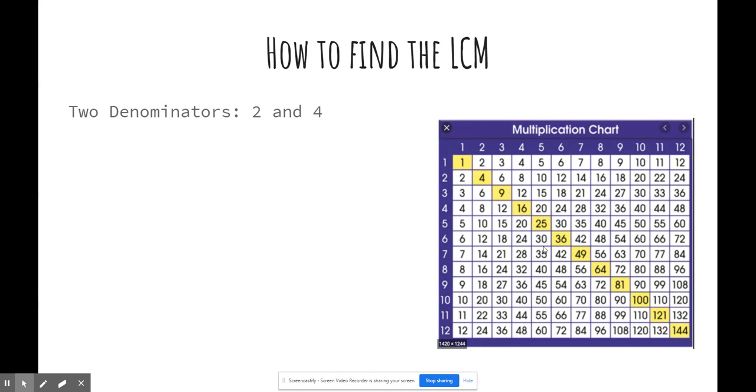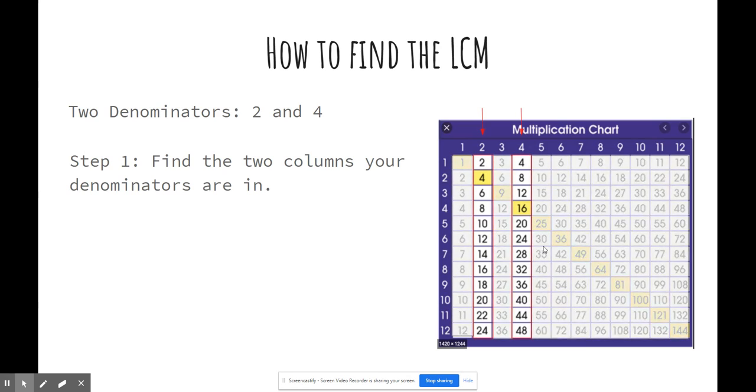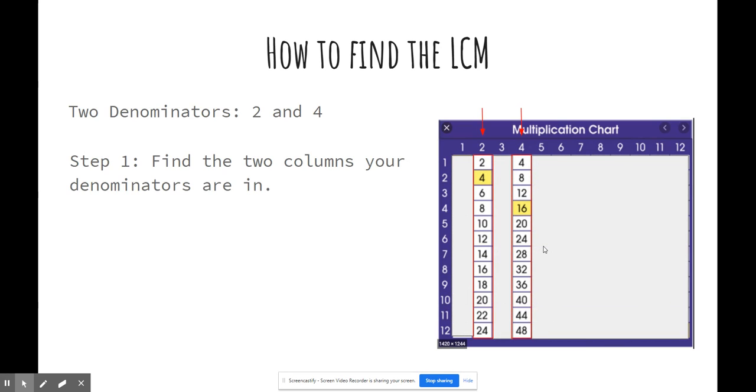Well, we're working with denominators 2 and 4 today. Okay. So you're more than welcome to use a multiplication chart. If you just know these off the top of your head, that's fine as well. I think visually, multiplication chart works wonders, right? So we're going to find 2 columns that we are working with. So we are working with 2 and 4. Okay. So we don't care about anything else. All we care about right now is 2 and 4.